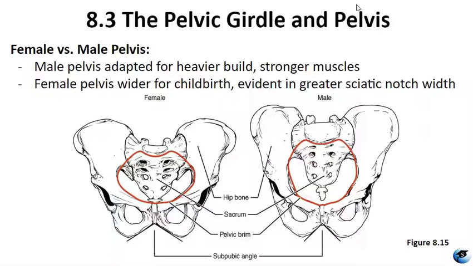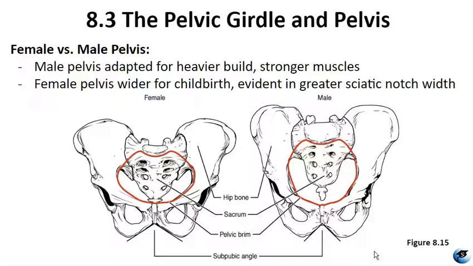If you compare the male and female pelvis, you'll see there are distinct adaptations to accommodate differing anatomical and physiological needs. The male pelvis is tailored for a heavier build and stronger muscles, reflecting its role in supporting greater body mass and physical exertion. In contrast, the female pelvis is wider, particularly evident in the greater sciatic notch width, and this is to facilitate childbirth by providing more space for the passage of the infant's head.